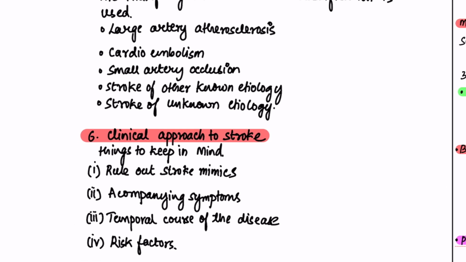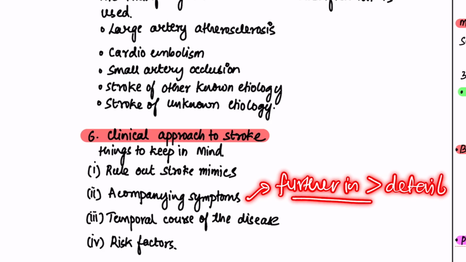The next thing to keep in mind are accompanying symptoms. These accompanying symptoms are very important, especially if we wish to localize the disease even before we go for imaging. For example, let us say the person goes off balance. You could assume there could be a cerebellar stroke. Or let us say the person is having the tongue deviate to one side. You could think the hypoglossal nerve is damaged and therefore the medial medulla is damaged. So this we will discuss further in great detail when we come to the localization aspect.